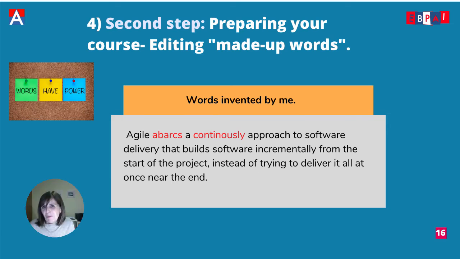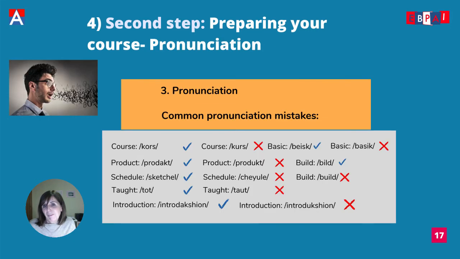Then, for example, in the case of words invented by me, you have to pay attention to words like, for example, abarks, which is a Spanish word. It's not an English word. So if you say something like Agile embarks a continuously approach to software, probably somebody that speaks Spanish is going to understand very well, but not somebody who speaks only English. No? The last thing is pronunciation.